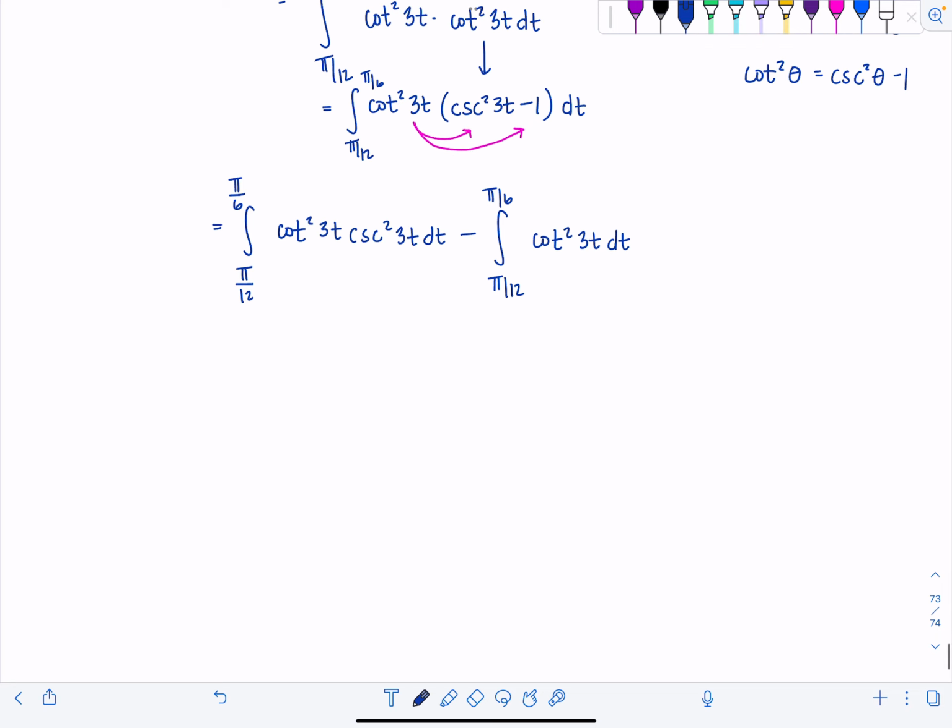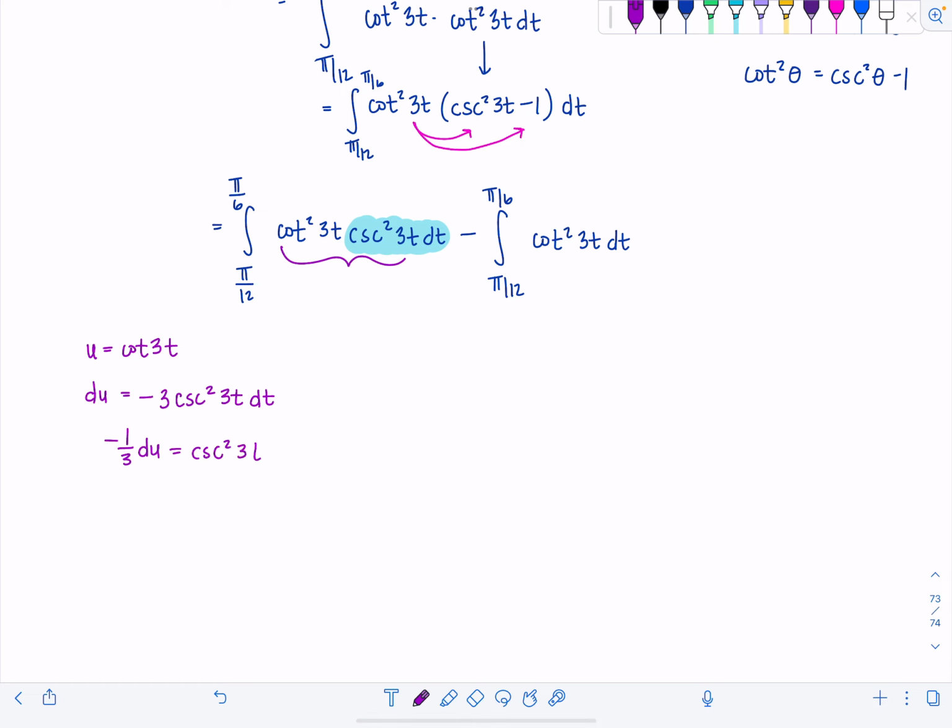Okay, very nice. So let's look here. Remember, I reminded you all that the derivative of cotangent theta is negative cosecant squared theta. So you basically want this portion right here to be du. That means, think backwards, u should be just cotangent 3t. Not cotangent squared, no, just cotangent 3t. Then du would be negative 3, don't forget the 3 from the chain rule, cosecant squared 3t dt. And then I'll have negative 1/3 du is cosecant squared 3t dt.